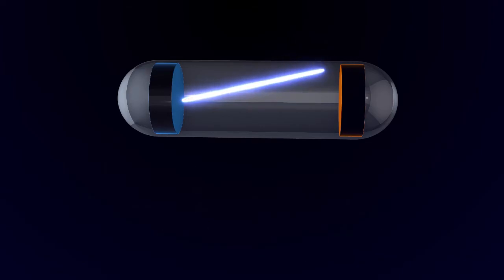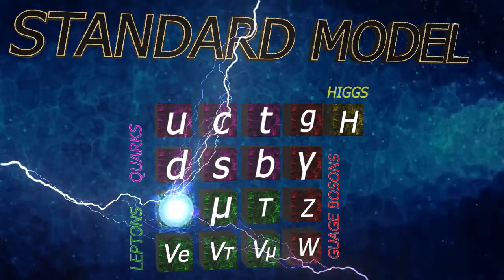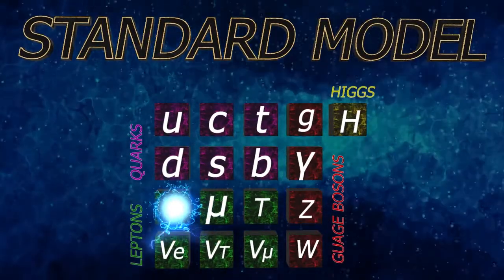The negative 1.76 times 10 to the 8 coulombs per gram he calculated was over 1,000 times lighter than the hydrogen ion, the lightest known atom at the time. Thus, the electron became the first subatomic particle ever discovered.